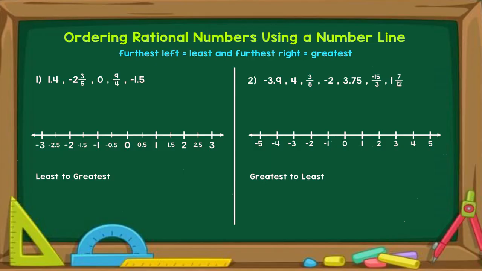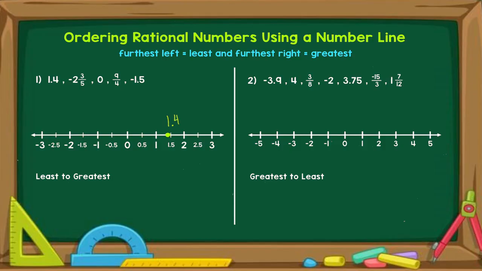Let's jump into number 1, where we have 1 4/10, -2 3/5, 0, 9/4, and -1 5/10. Let's start with 1 4/10. Well, 1 4/10 is just 1/10 less than 1 1/2, 1 5/10. So let's put 1 4/10 right here.